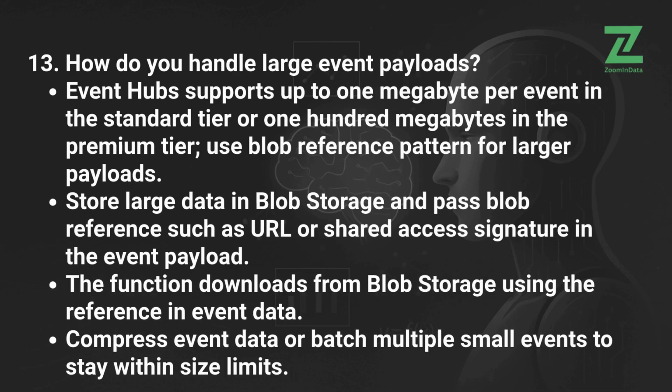13. How do you handle large event payloads? Event Hubs supports up to 1 MB per event in the standard tier or 100 MB in the premium tier. Use blob reference pattern for larger payloads. Store large data in blob storage and pass blob reference such as URL or shared access signature in the event payload. The function downloads from blob storage using the reference in event data. Compress event data or batch multiple small events to stay within size limits.